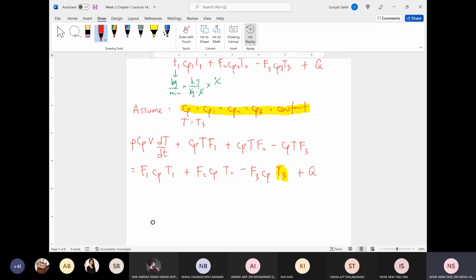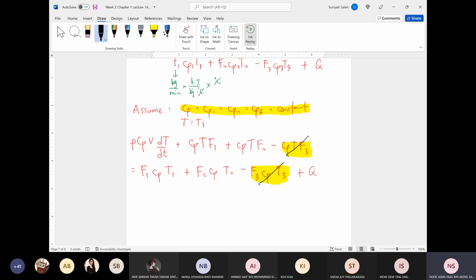So what is the implication of it? When we have T equal to T3, you can see that this term F3 Cp T3 on the right hand side of the equation, and the Cp T F3 over here on the left hand side, is the same variable. So when you have the same variable, you rearrange it, you can cancel the term. So this term can be cancelled.